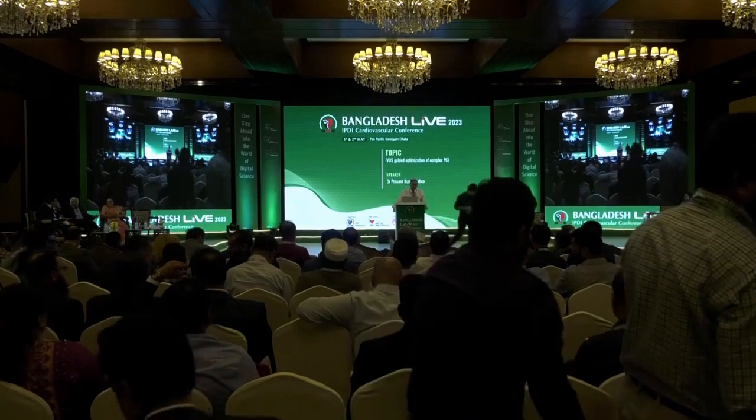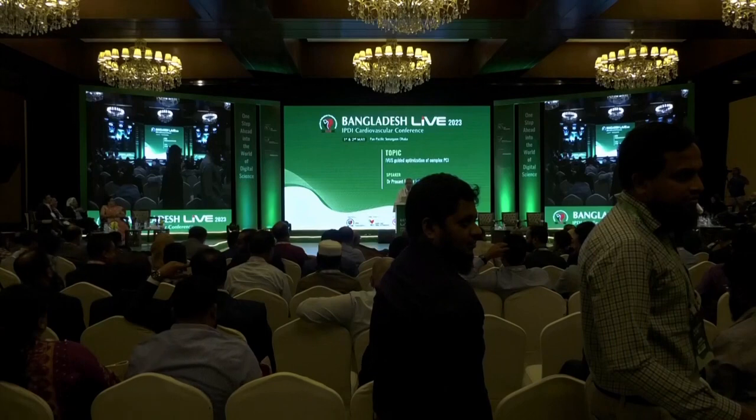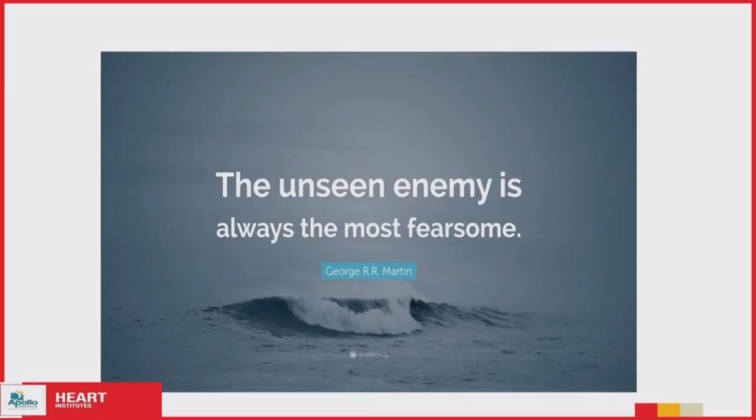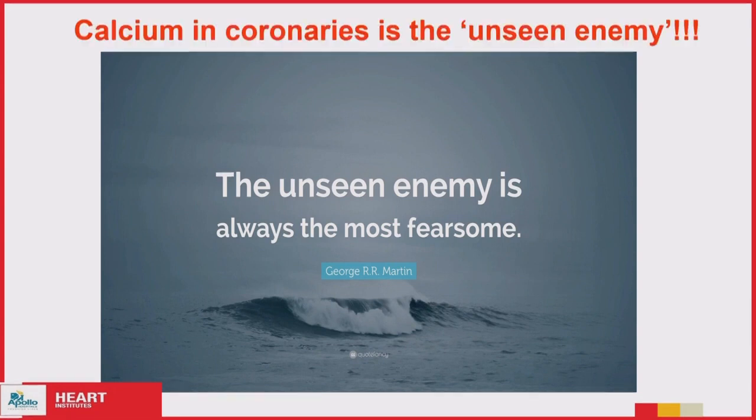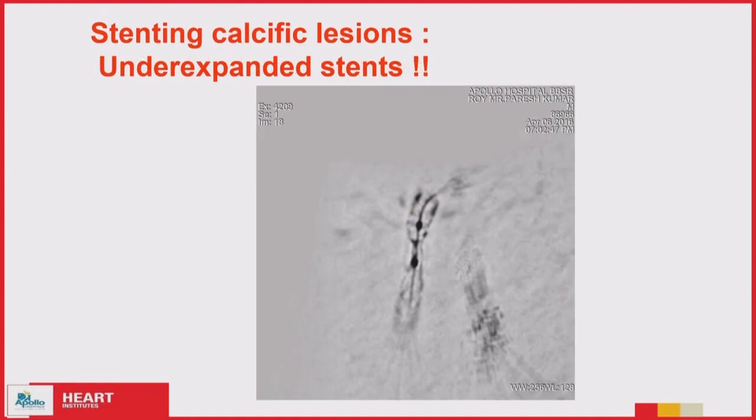Good afternoon, everybody. Mine is more of a theoretical discussion on IVUS-guided optimization of complex PCI. Now, as you have heard from the previous speaker, the unseen enemy is always the most fearsome. And the most unseen enemy are the coronaries having calcium. PCI of calcified lesions does need more attention because the safety risk is there. It impedes stent deliverability, and most importantly, as has been shown earlier, it prevents stent expansion.